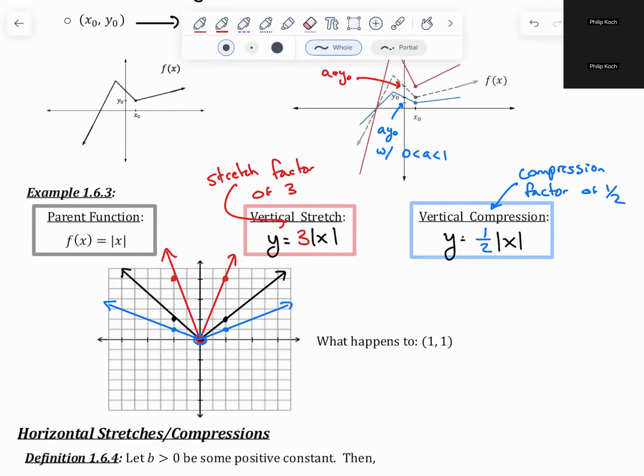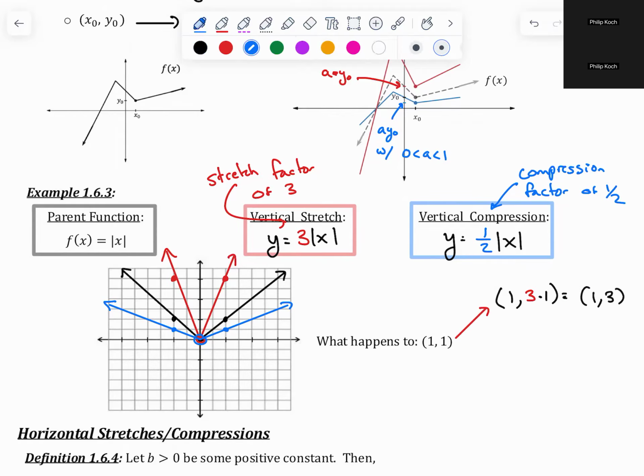Okay. So it vertically stretches the thing. It pulls it out. So what happened to 1 comma 1? Well, with the stretch, the x coordinate stays the same. Vertical stuff only affects the y coordinate. Horizontal stuff will only affect the x coordinate. That's key. So the x coordinate stays the same, and then we tripled the y coordinate. 3 times 1, which ends up being 1 comma 3.